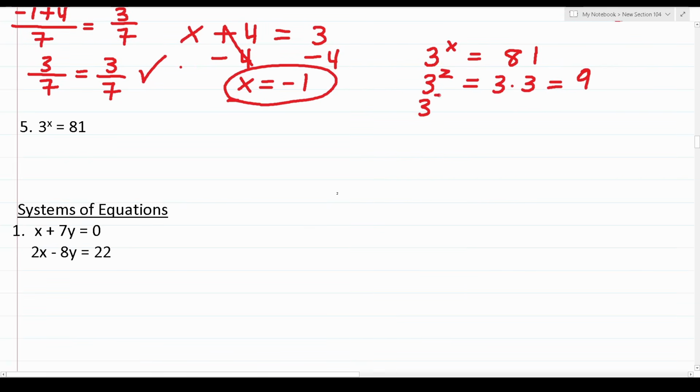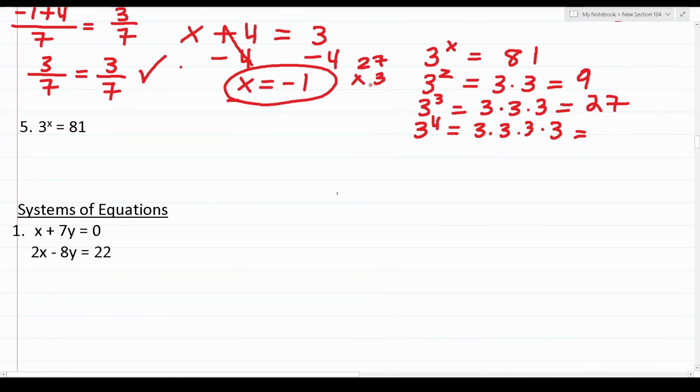What is 3 to the third? Well, 3 to the third is the same as 3 times 3 times 3. And let's use some mental math skills here. 3 times 3 is 9, times 3 is 27. What about 3 to the fourth? Let's work that out. Again, that's 3 times 3 times 3 times 3. 3 times 3 is 9, times 3 is 27. And what is 27 times 3?